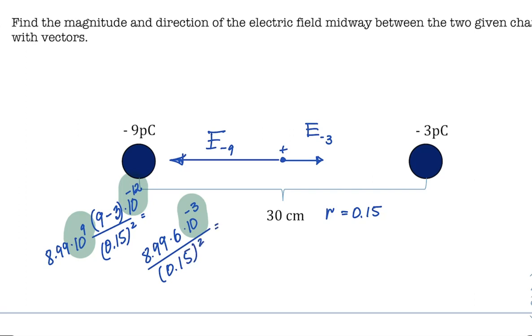So when you put that into your calc, 0.15 squared, and then times 10 to the negative 3rd, it's going to be 2.4 newtons per coulomb, and it's pointing left towards a greater negative charge. So this is a video on finding net electric field midway between two charges.